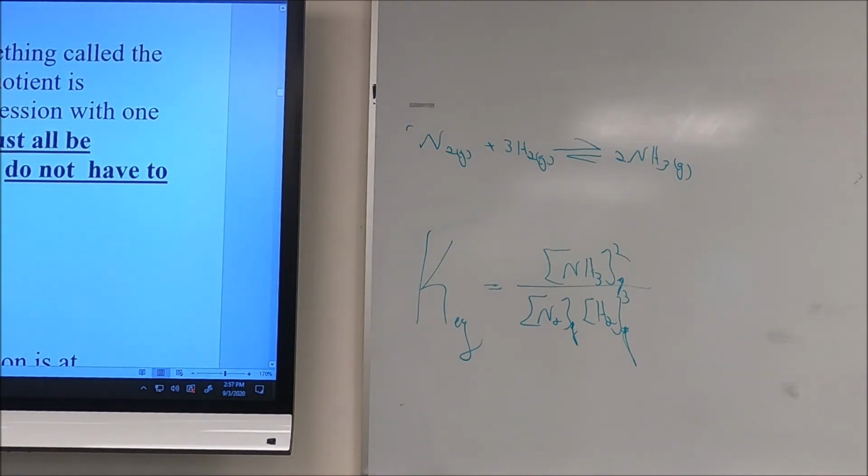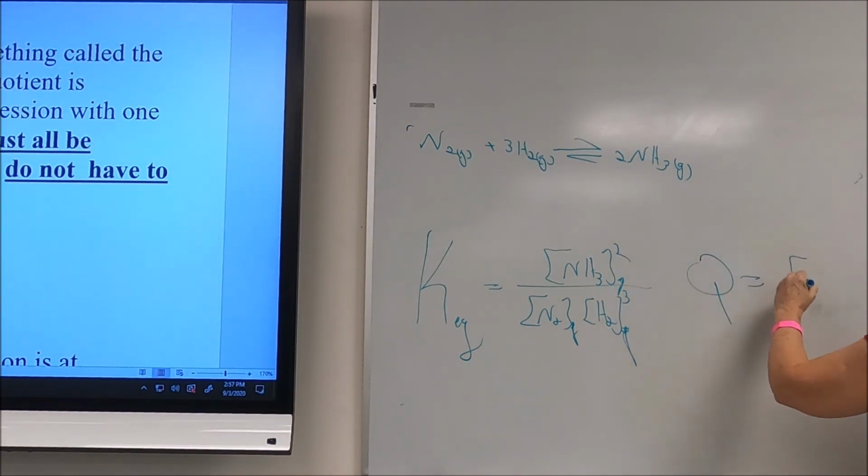Okay? Now, related to the equilibrium expression is something called the reaction quotient. Now, the reaction quotient is algebraically the same as the equilibrium expression. Okay? The only difference is that for the equilibrium expression, all of the concentrations must be equilibrium concentrations. For Q, the reaction quotient, you can be at any point in the reaction. You don't have to be at the equilibrium point. So Q looks algebraically the same as K.